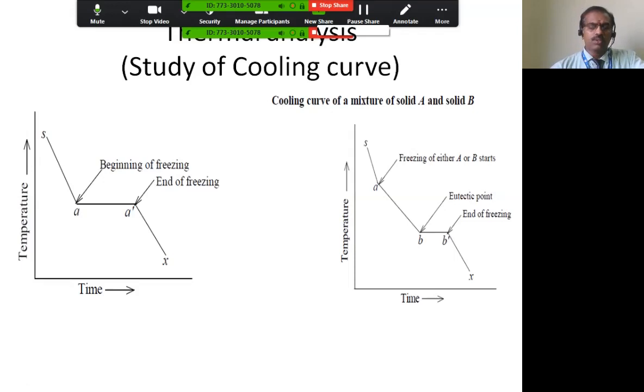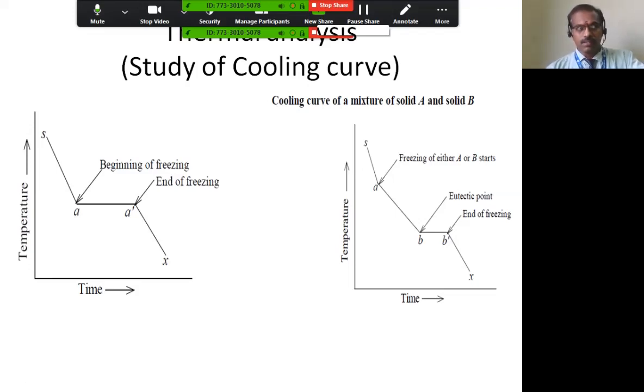Now allow it to cool down. Point A indicates the liquid state, the molten state. At point A, the first crystal of gold is coming out from the liquid system. That is what we call the freezing point. At A dash, it indicates that complete solidification is over. With further cooling, there is no change in the system. That means only the complete solid phase exists.